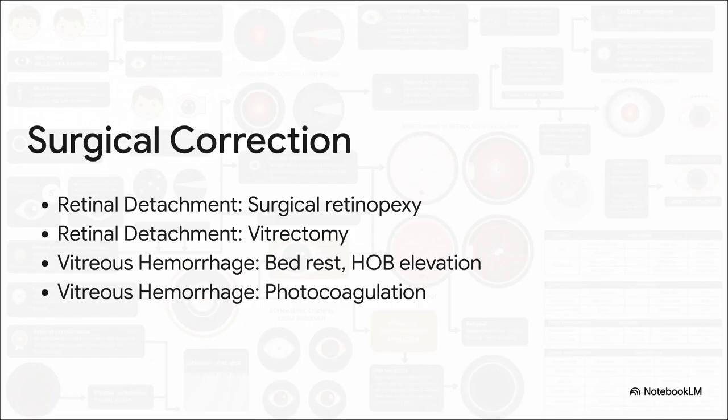Interventions depend directly on this structural diagnosis. Argon laser photocoagulation helps prevent those severe proliferative diabetic complications we just talked about. For an active vitreous hemorrhage, management requires bed rest with the head elevated and sometimes a vitrectomy. Retinal detachment? That requires definitive surgical correction, typically through retinopexy or a vitrectomy to literally reattach the retina.